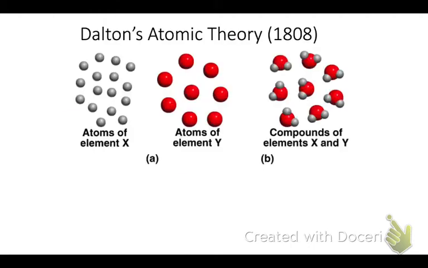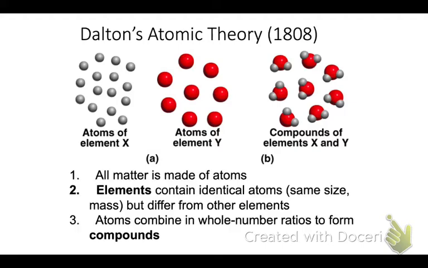This is Dalton's atomic theory, in which he stated the following. All matter is made of atoms. So atoms are the building block for all matter. Elements contain identical atoms. So what does that mean? It means that gold atoms are all identical. Silver atoms are all identical, but they are different from the gold atom and so on.